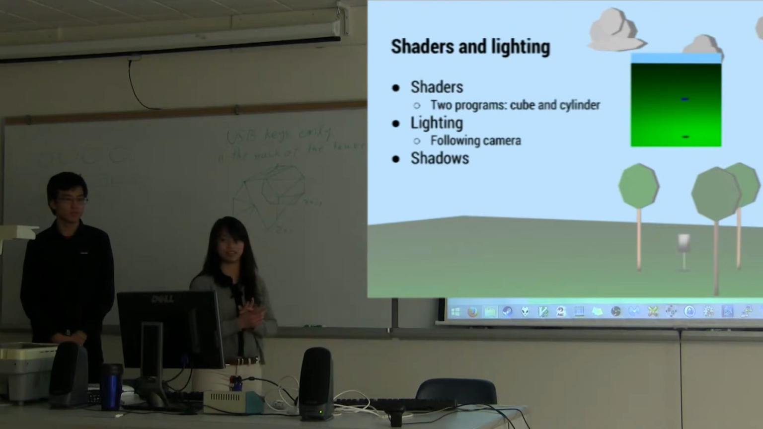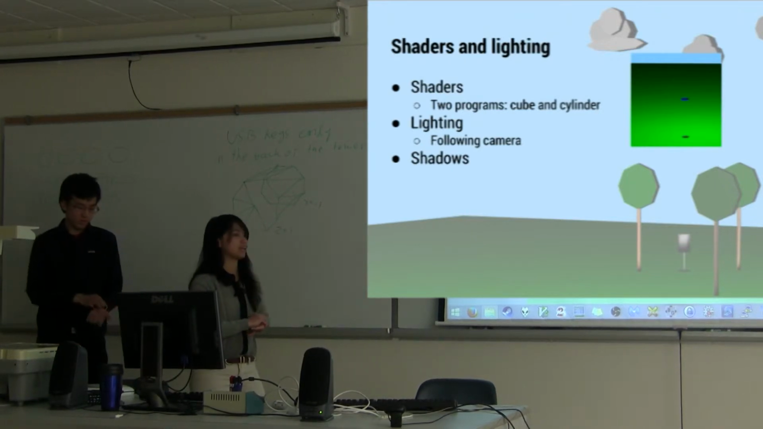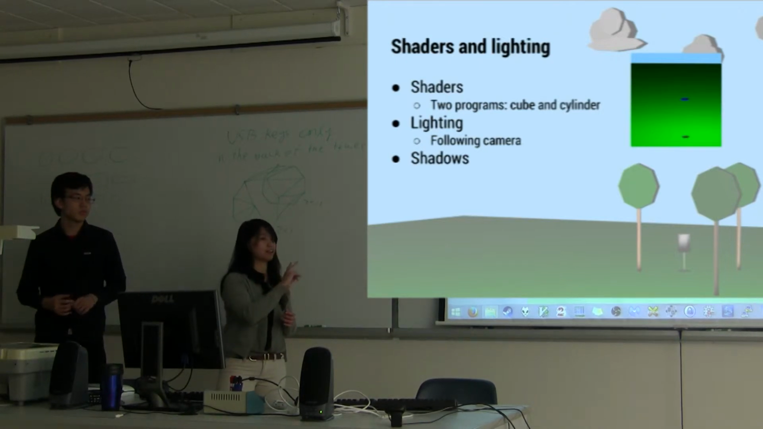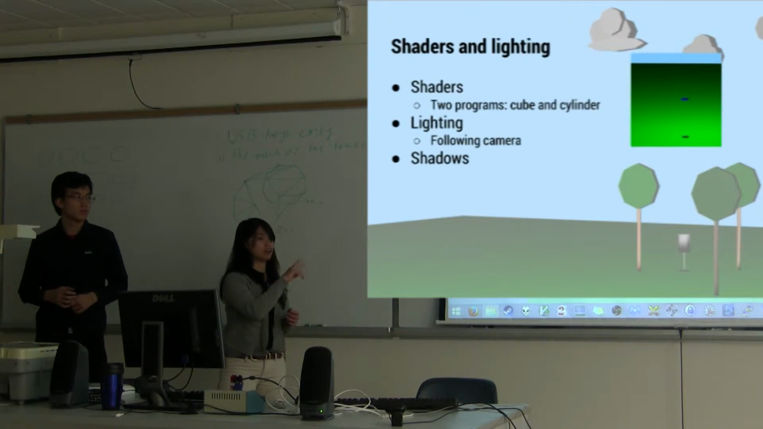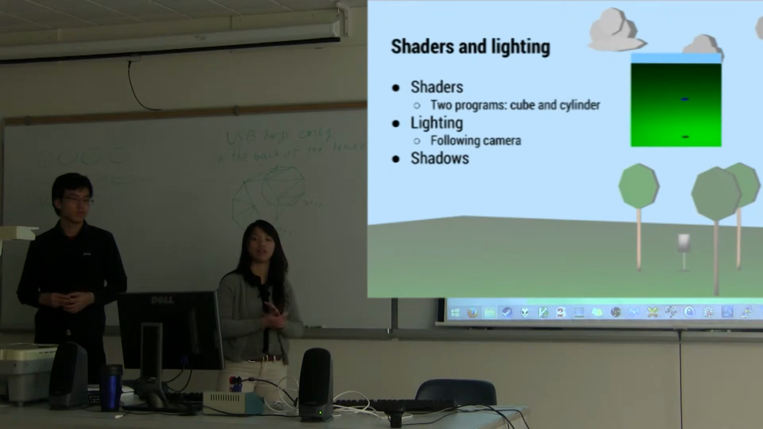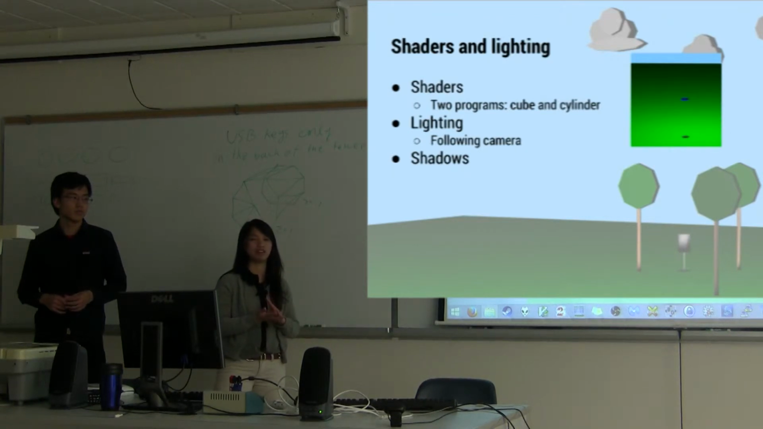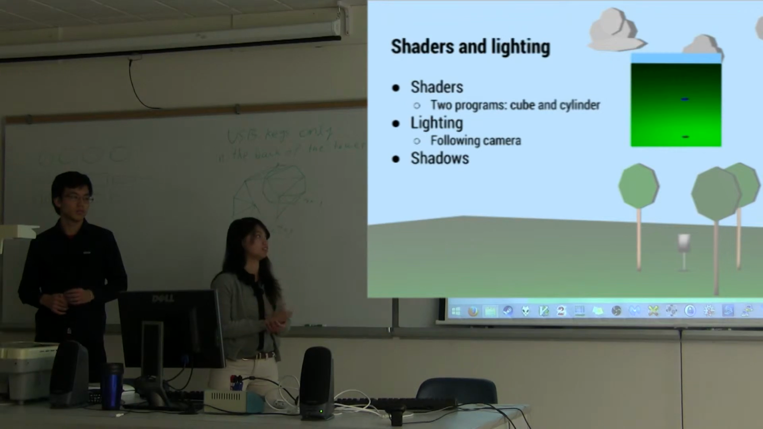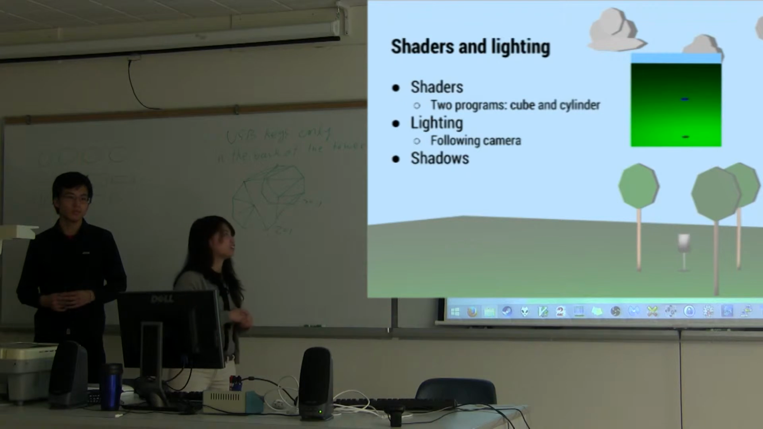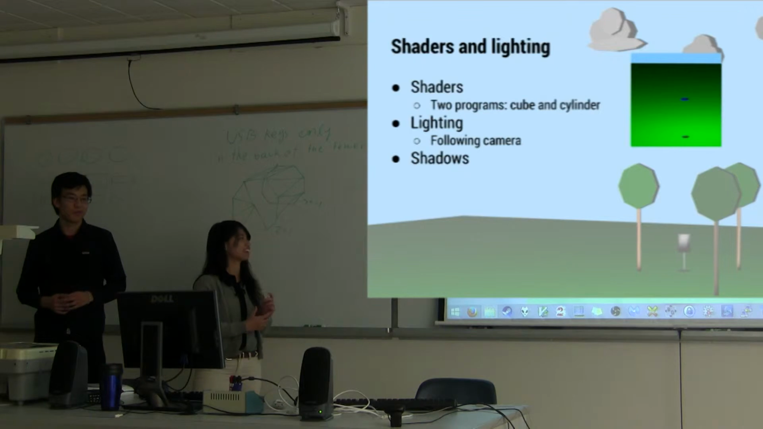For the lighting, we made it follow the camera, so if you rotate the camera around the area, you'll see that the light follows. We also have specular lights, ambient light, and diffuse light implemented there. For our shadow, since we had trouble implementing it in the shader, we just project it on the ground, and it follows the cylinder's movement.